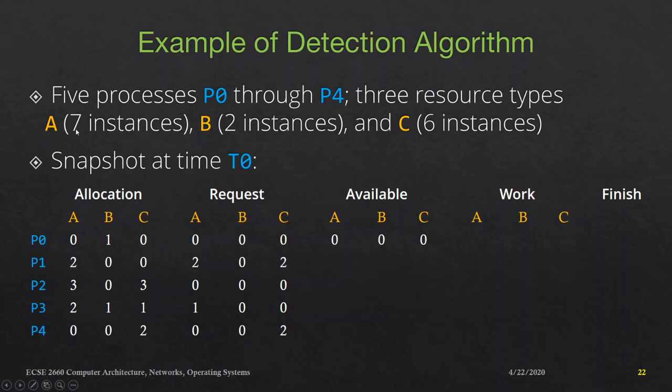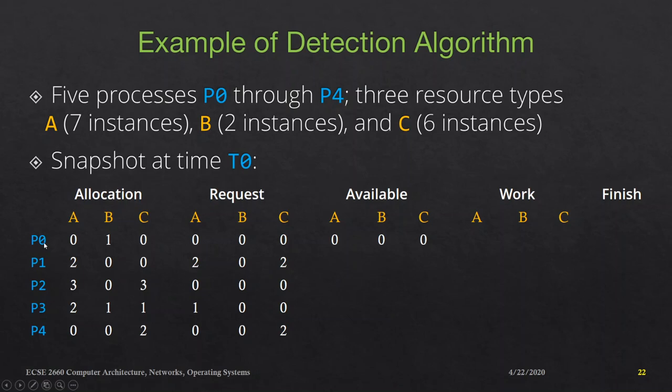A has 7 instances, B has 2 instances, and C has 6 instances. And at a particular time, T0, this is the snapshot of the allocation matrix, the request matrix, the available vector. We are going to work on the 2 things over here, which is the work vector and the finish vector, in just a bit, because that is part of step 1.